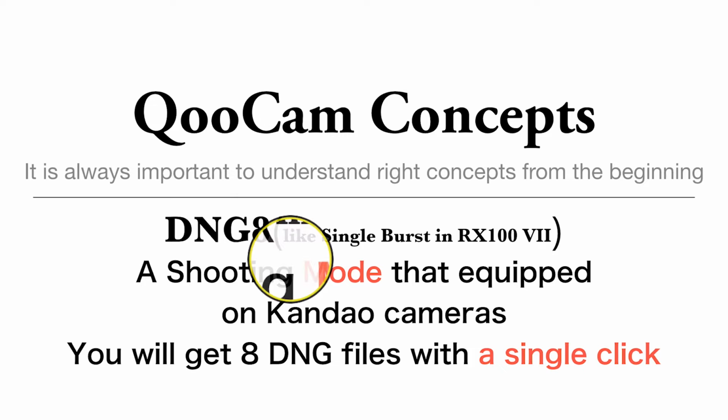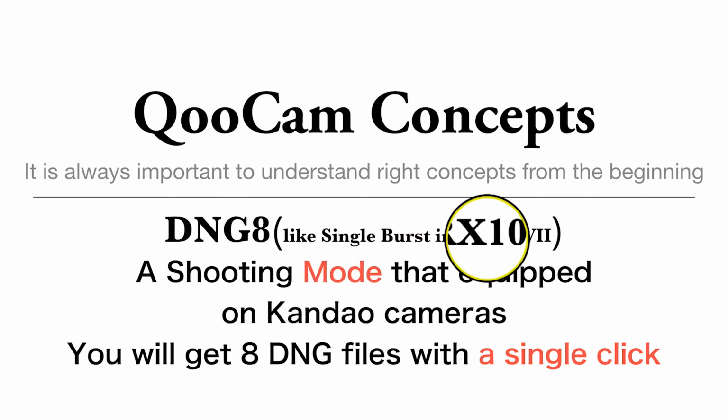Okay, the DNG8. The DNG8 is not a very familiar name for most photographers, and even for me, it took quite a lot of time to understand what on earth DNG8 is. But if you are very familiar with the Sony RX100 Mark VII, which they just released a few days ago, there is another shooting mode called single burst.